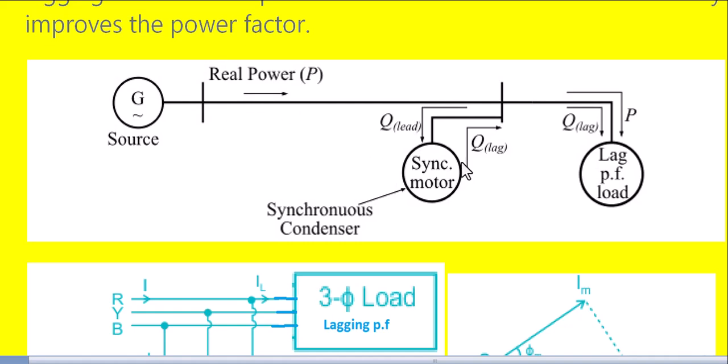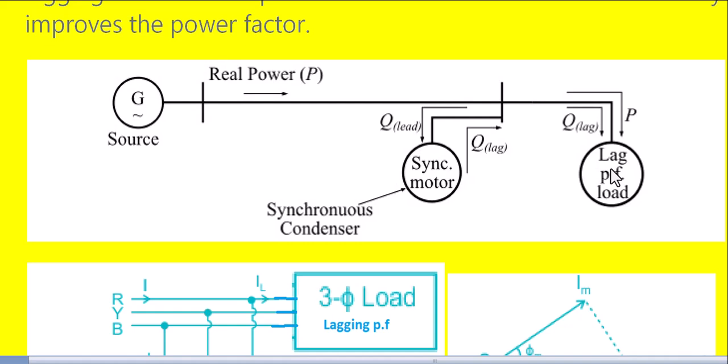Let me summarize once. Suppose there is a three-phase AC supply like this, and there is a three-phase lagging load like this, whose active power is P and lagging reactive power is Q. Across this load, a synchronous motor operates at no load with overexcitation, and it is called the synchronous condenser. It takes the leading current, whereas the three-phase load takes the lagging current. This synchronous motor takes leading reactive power and does not take any real power, and this leading reactive power compensates the lagging reactive power taken by the three-phase AC load.